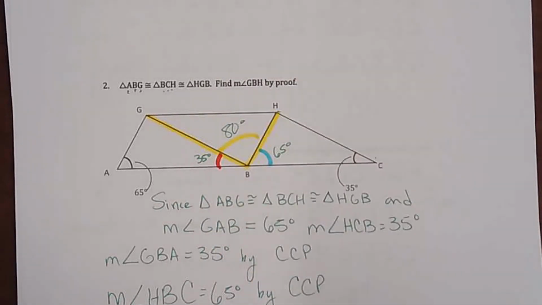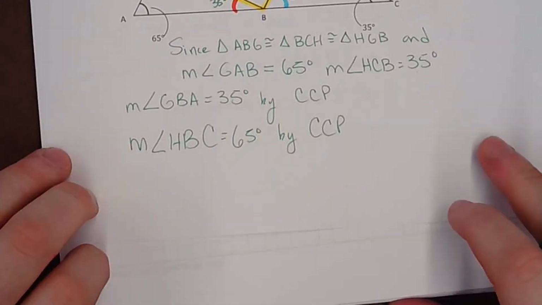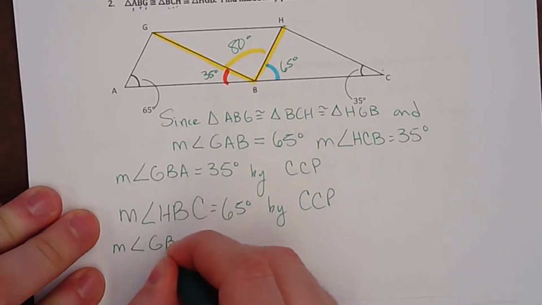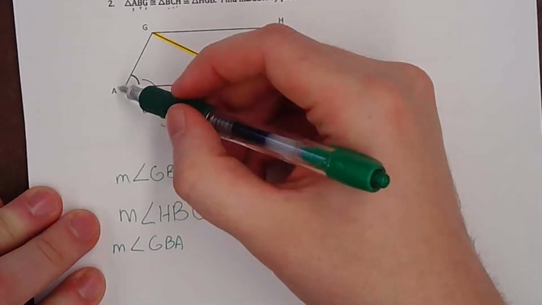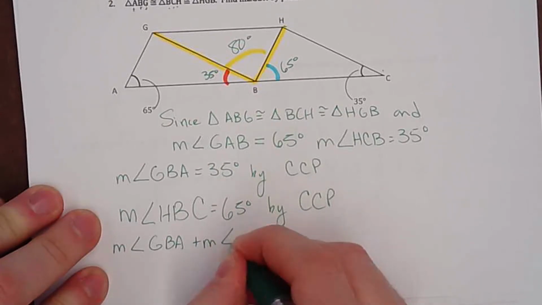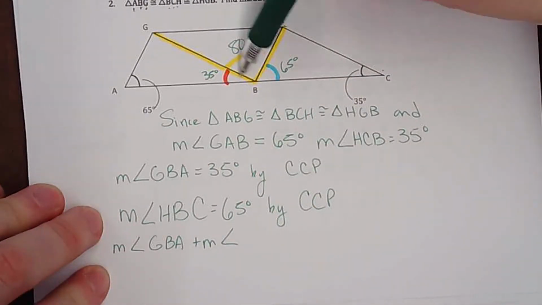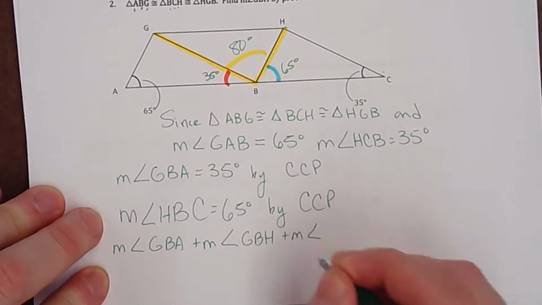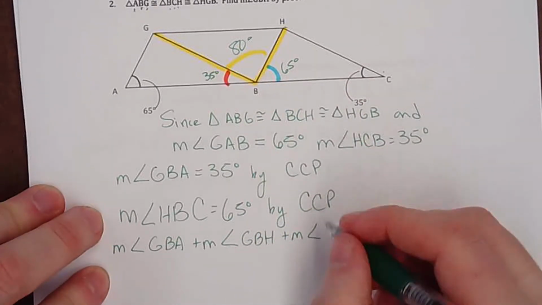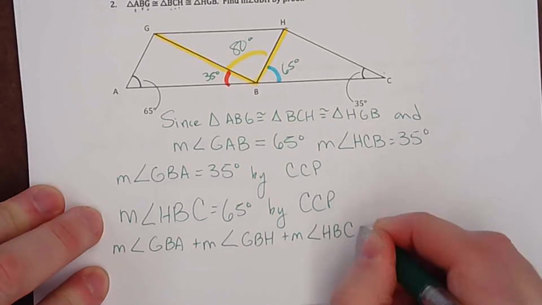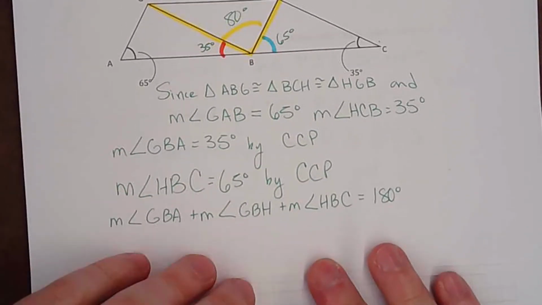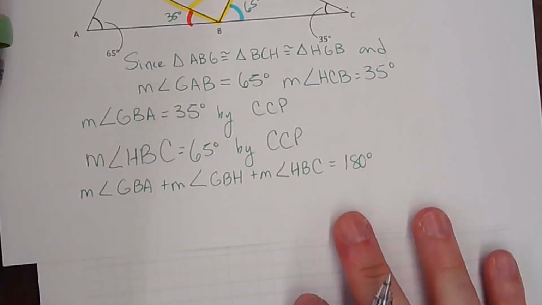Now, how do I show that in proof form? I say this. Measure of angle GBA, that's this guy, the orange angle, right? Plus the measure of the yellow angle, GBH, plus the angle, the blue angle, HBC, should all add up to 180. You follow me? And how do I know they add up to 180?